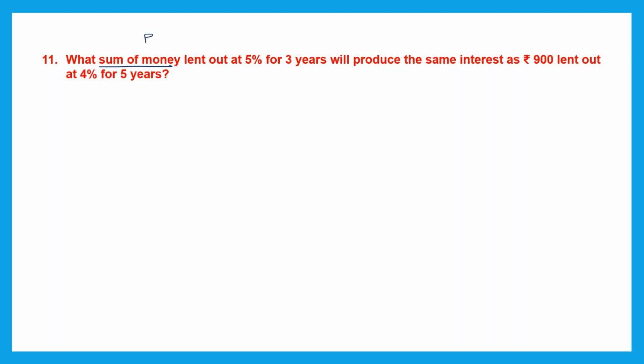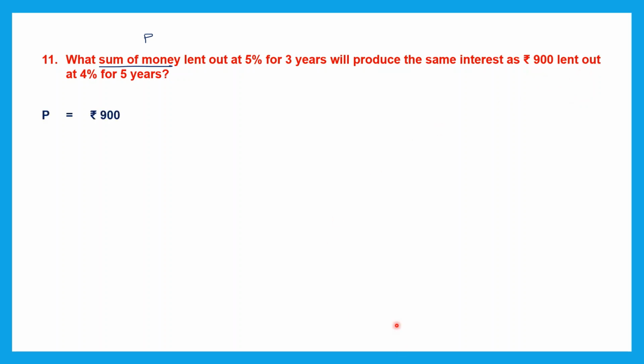The principal when we lend out money at 5% for 3 years. That means we have the rate of interest. We have the time. Now we have to have the simple interest also, which is the same interest as 900 rupees lent out at 4% for 5 years. That means this is the second part of the question. Second part of the question which says that 900 rupees will be lent out at 4% for 5 years. Now that interest that we get is the same interest for the first part. That means we have to find for the second part first. So let's begin with that.